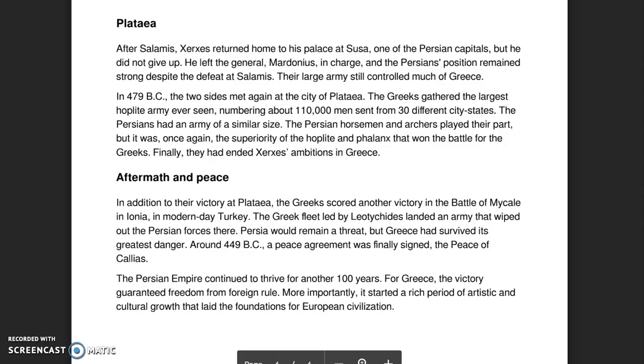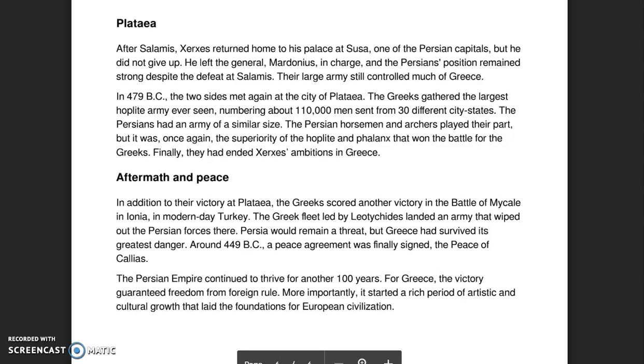The Greeks gathered the largest hoplite army ever seen, numbering about 110,000 men sent from 30 different city-states. The Persians had an army of similar size. The Persian horsemen and archers played their part, but it was, once again, the superiority of the hoplite and phalanx that won the battle for the Greeks. Finally, they had ended Xerxes' ambitions in Greece.